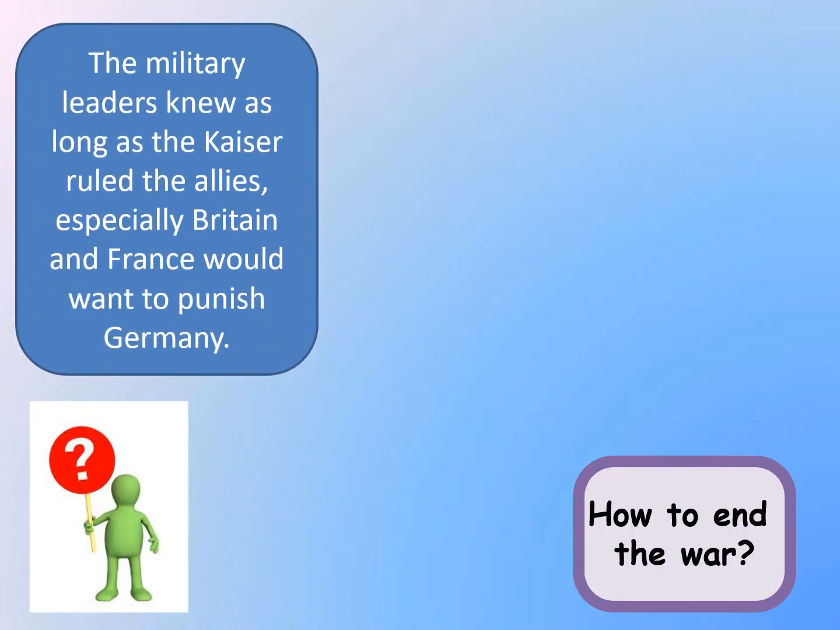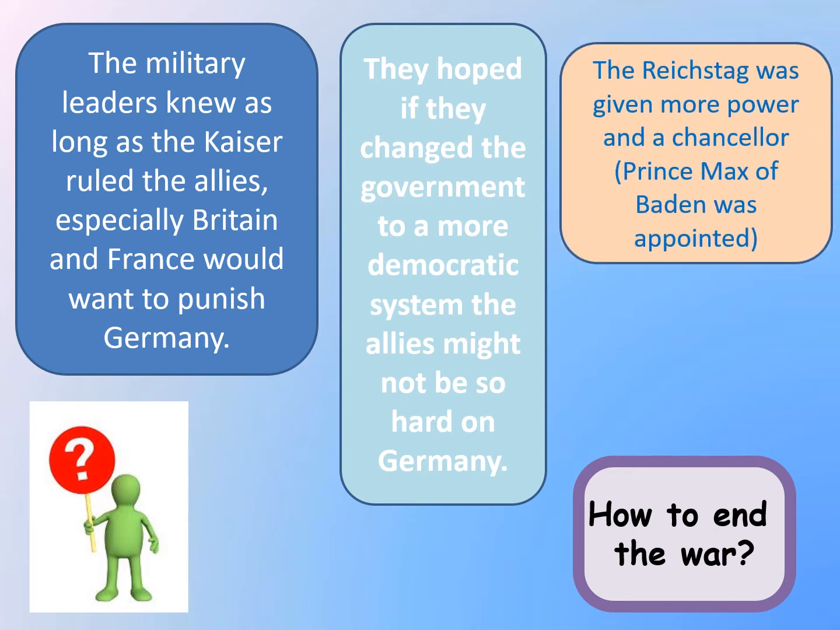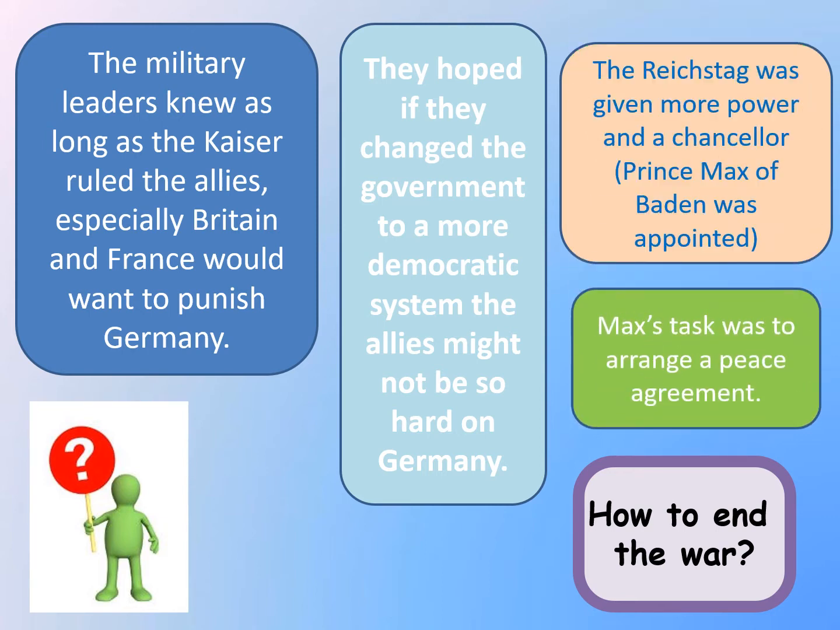So the military leaders at this point in time knew that as long as the Kaiser ruled, the Allies, especially Britain and France, would want to punish Germany for their role in the war. They hoped that if they changed the government to a more democratic system and got rid of the Kaiser, then the Allies would maybe not be quite so hard on Germany, because they were proving that they'd be able to adapt and change. The Reichstag was given more power. The Kaiser did approve that, and a chancellor was appointed. The first chancellor was called Prince Max of Baden. He was appointed to try and deal with it, and he had one task: arrange a peace agreement of some sort. But the question was, how is he going to go about ending this war?